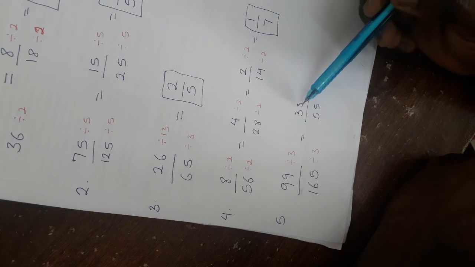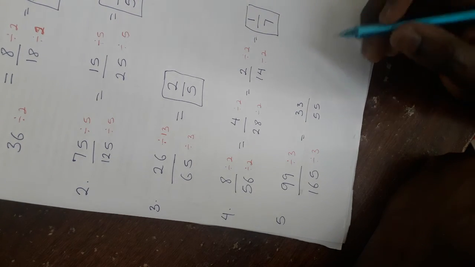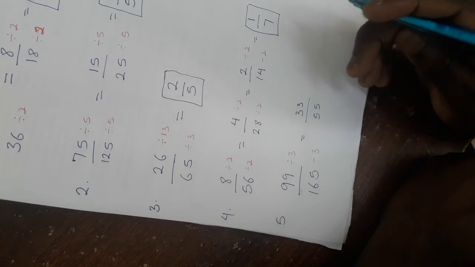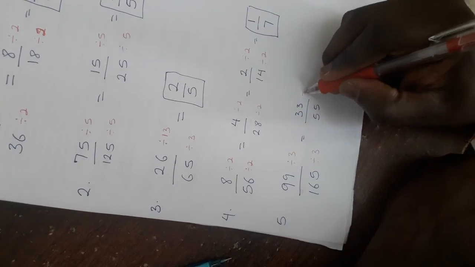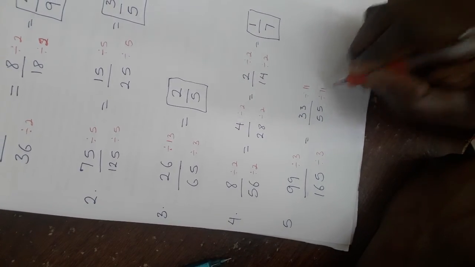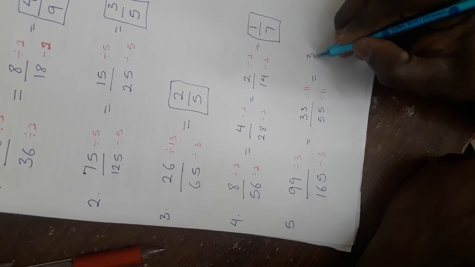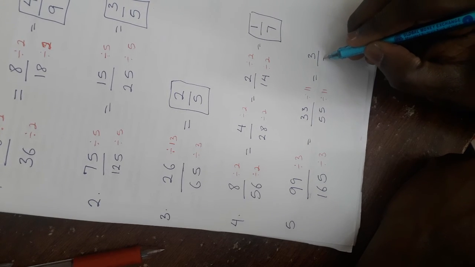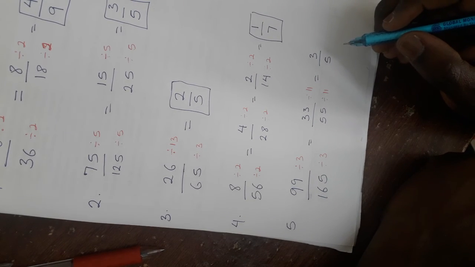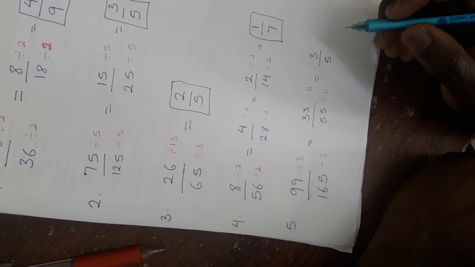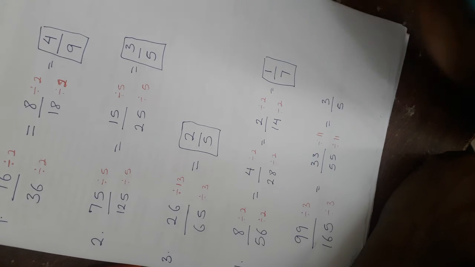Now I have 33 and 55. What I can use to divide this is 11. I can use 11 to divide the two of them. 33 divided by 11 gives me 3, and 55 divided by 11 gives me 5. Therefore, the simplest form of 99 over 165 is 3 over 5.